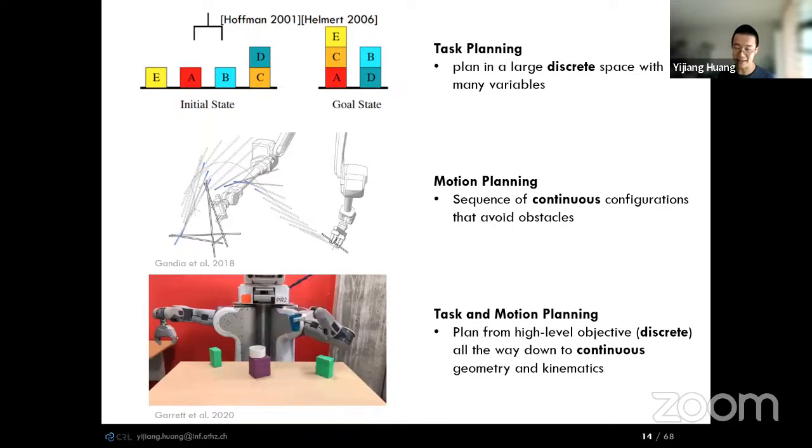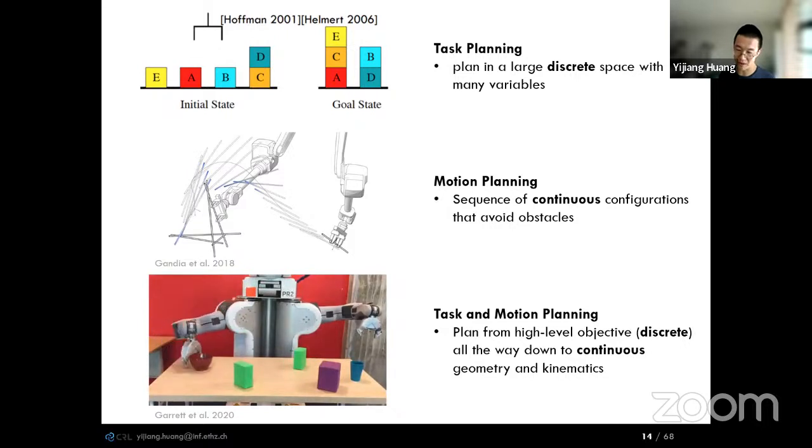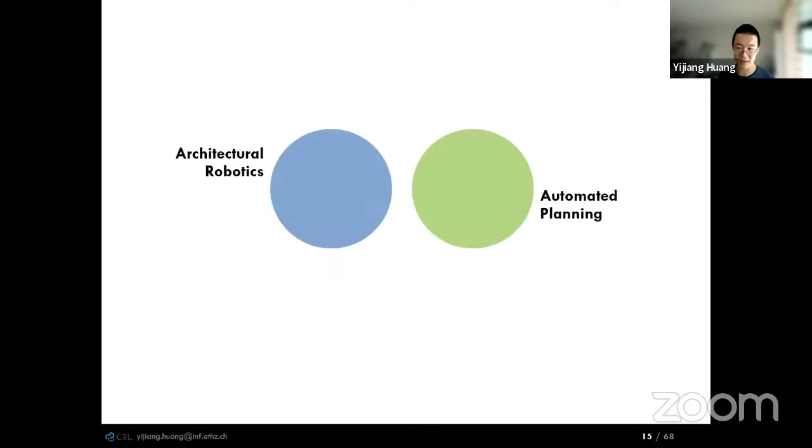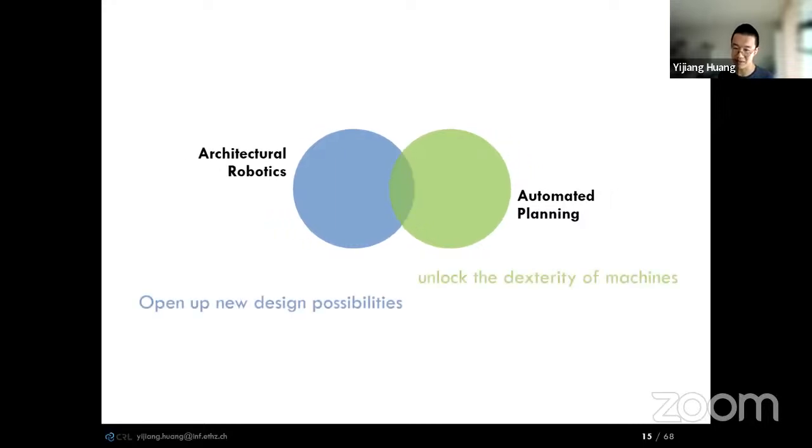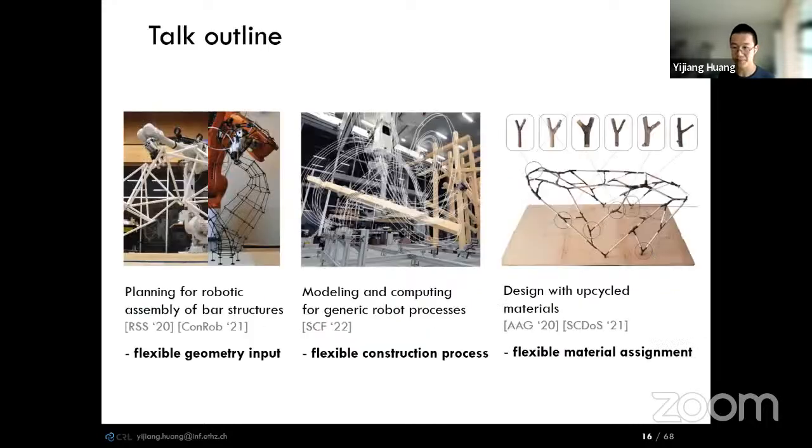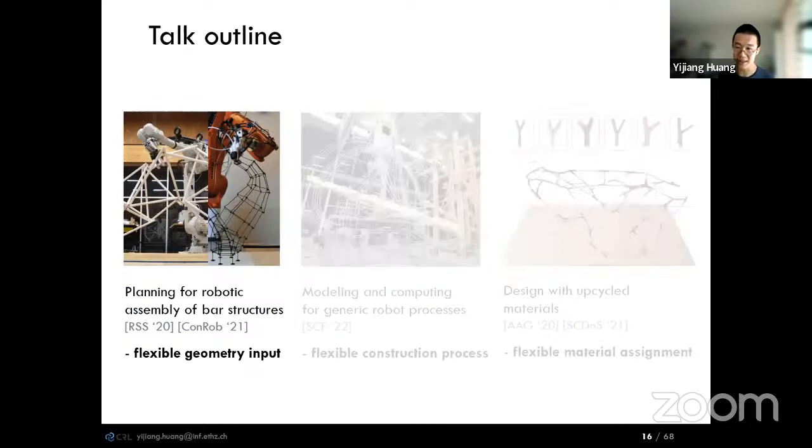But on the other hand, these existing works only provide a general algorithmic framework. Their performance on domain-specific problems still needs to be improved. So my work attempts to bring these two fields together. I strive to simultaneously push for algorithmic development and architectural scale experiments to explore both new geometric possibilities and more efficient algorithms. Today I will share with you some of my attempts in this direction.